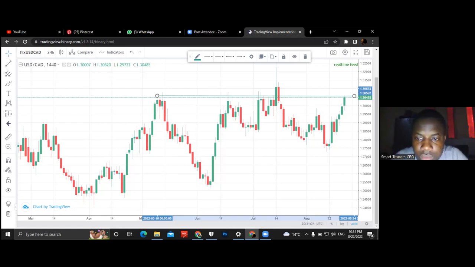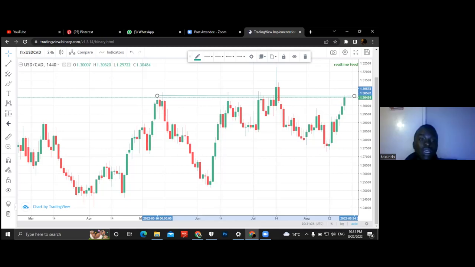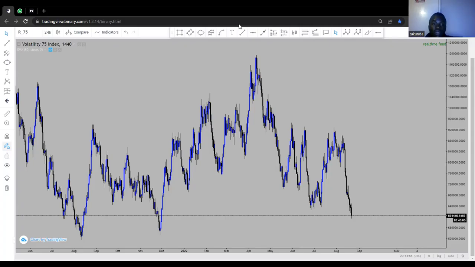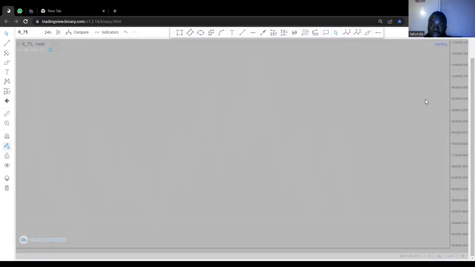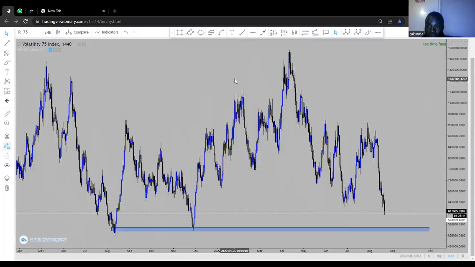about support and resistance. That is the main thing that was really important. I didn't really understand, so I've been trying to implement what I tried to understand.